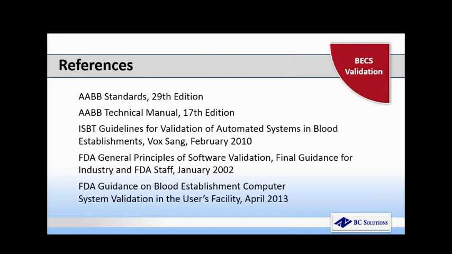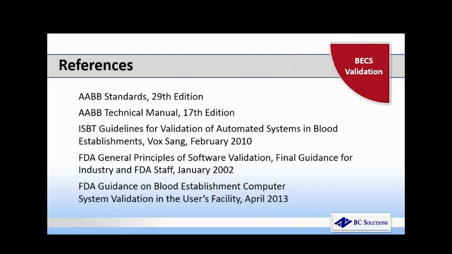The sources that I've used today are listed on this slide. The AABB standards that mention validation are requirements 3.9 and 3.9.1. The retention of validation documentation can be found in Table 6.2C, number 16, if you're looking for that. Other sources that I've used are the International Society for Blood Transfusion Guidelines for Validation of Automated Systems in Blood Establishments, which is published in Vaccine in February 2010, and it is available online.